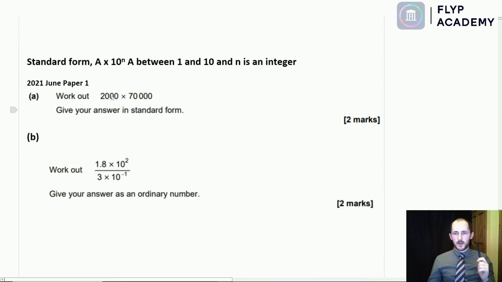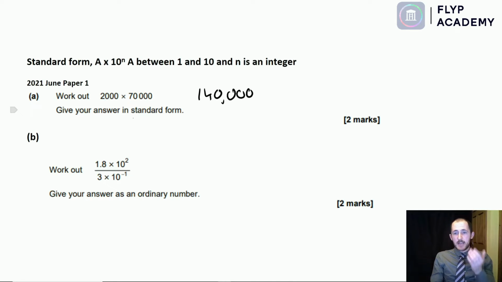So if we were to work out 2,000 times 70,000, give your answer in standard form, you might be aware that what you can do is just do 2 times 7 is 14, followed by the 4 zeros that it gave you, and then all you need to do is add on the 3 extra zeros. Right? So I did the 2 times 7 first. That gave me 14 with 4 zeros. Then I just added on the 3 zeros there.